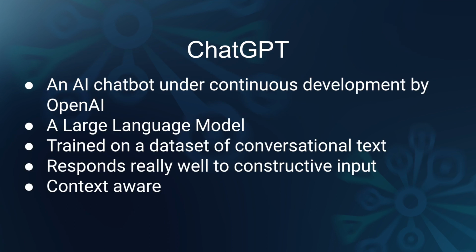So basically, this is the really good buzzword right now, ChatGPT, which is a chatbot under continuous development by OpenAI. It is one of the best examples of a large language model, and it is trained on a data set of conversational text. And as I just said, it responds really well to constructive input. When we give it constructive pieces of text, it can process them really well and respond in a really good way, and provide really insightful output.